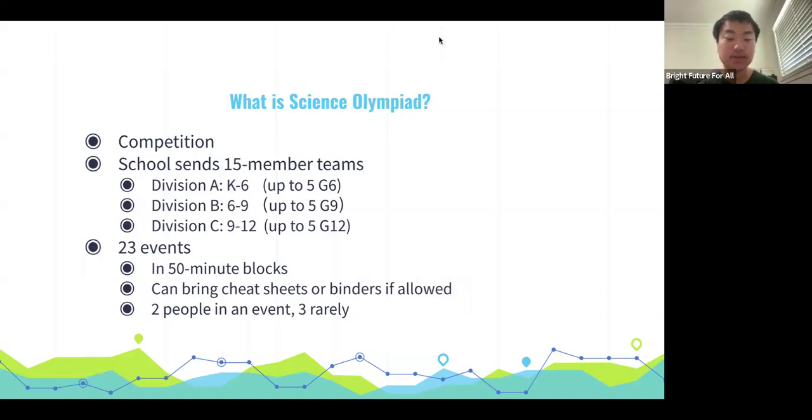For example, within Dynamic Planet, and this is a bit of a foreshadow into what I'm going to be talking about later, you need to understand how ocean currents work and how they're caused, not just where the currents are. Usually there are going to be 2 people per event. Each person will usually take 3 to 4 events, and then they'll compete in them.